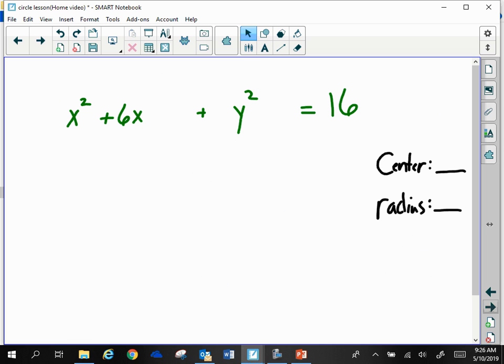All right. Solve this one. Find the center and find the radius.